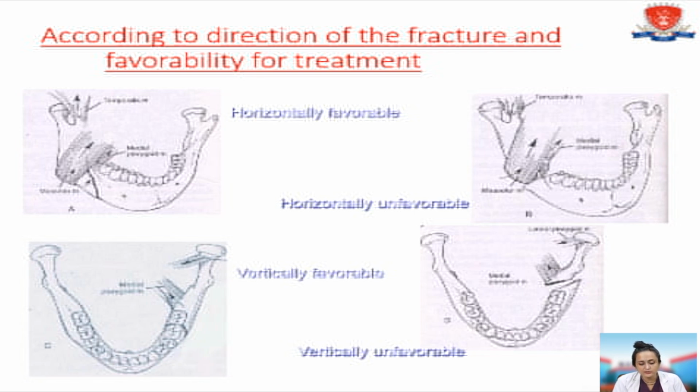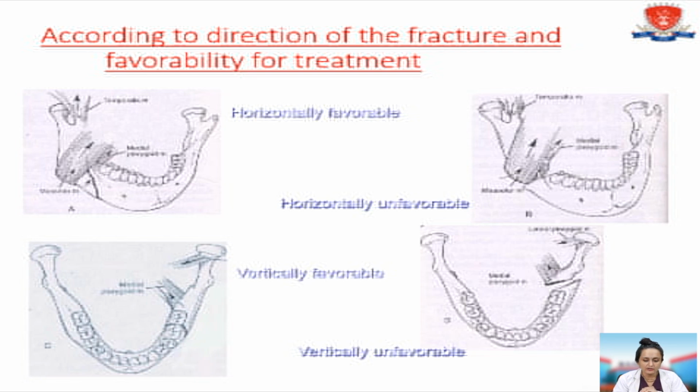Like in the first picture, you can see the fracture in the angle region runs from posterior to anterior, and the muscles acting on it are the masseter muscle and the medial pterygoid. So if you see this picture, you can easily come to know that the masseter will pull it upwards and the medial pterygoid also will pull it. So when they pull it, the fracture segments will approximate. That is why it is a favorable fracture.